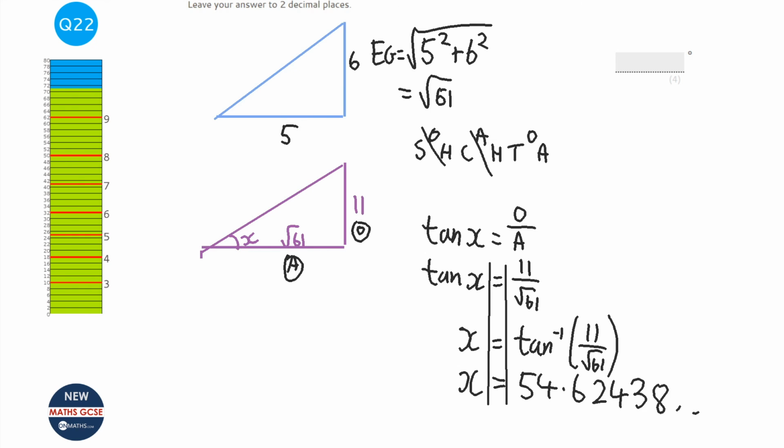And it says that x is 54.62438 and so on. It wants it to 2 decimal places, so the answer I'm going to write is 54.62.